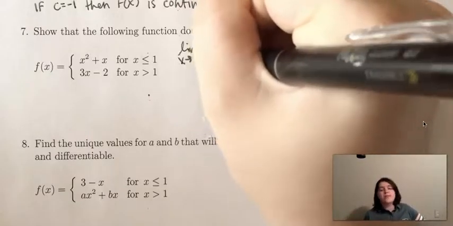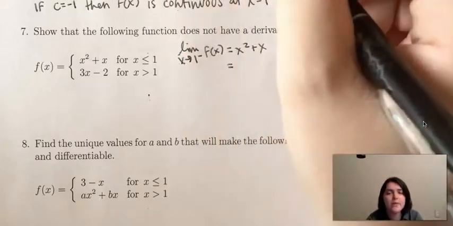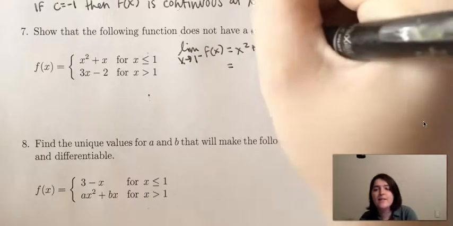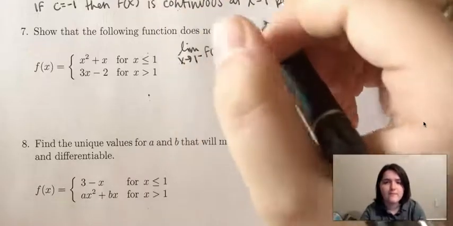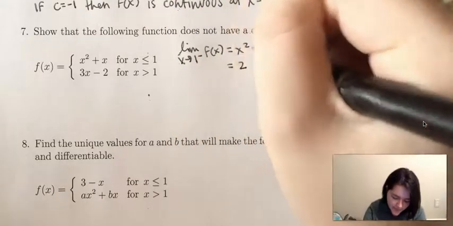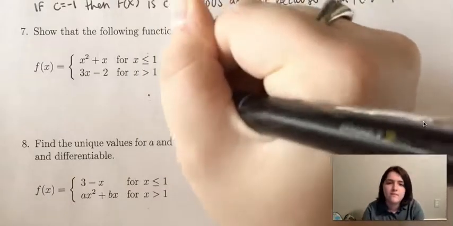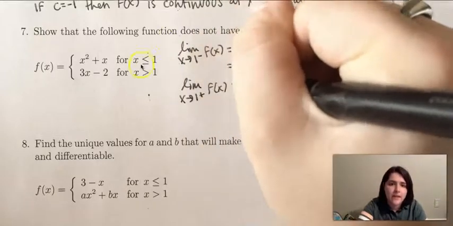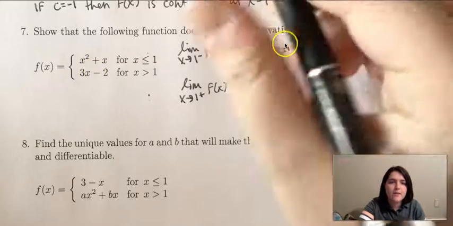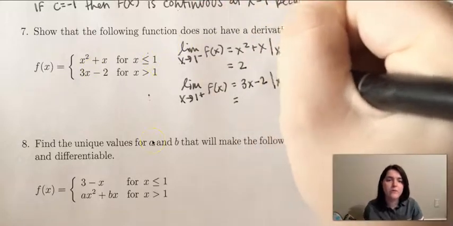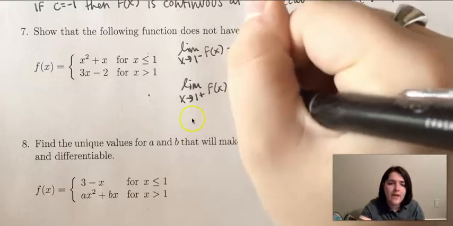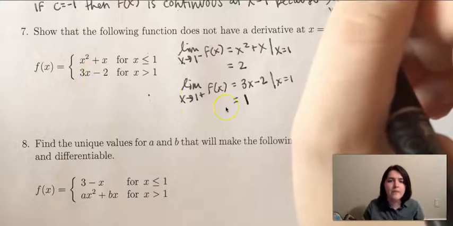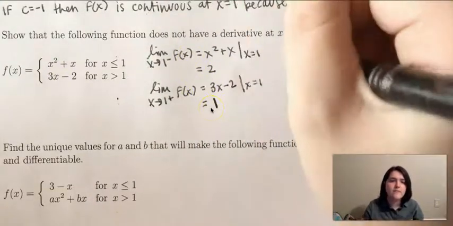And then we're still going to do the same steps that we did before. So we do the left side, the right side, and then the function itself. So here we're doing the left side. And the left side, we're looking at the less than side, so x squared plus x. We plug in 1 because that's our split point, so 1 plus 1 is 2. And then we do the right side, we do greater than, we plug in 1, 3 minus 2 is 1. So we have our left side and our right side.